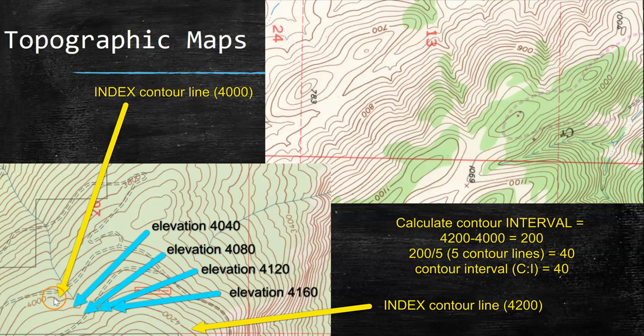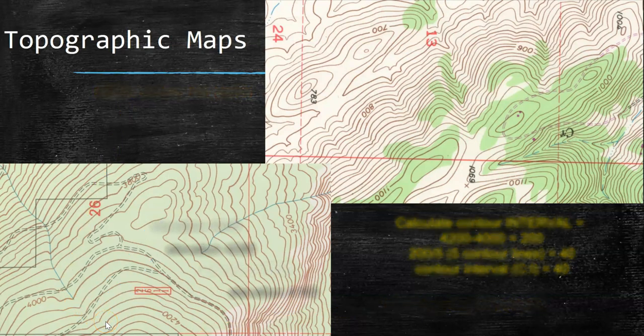So the index is every 5, has the elevation, and you can figure out the contour interval based on this with a little bit of simple math. So you take the difference and divide by how many lines there are, which is 5, always 5.